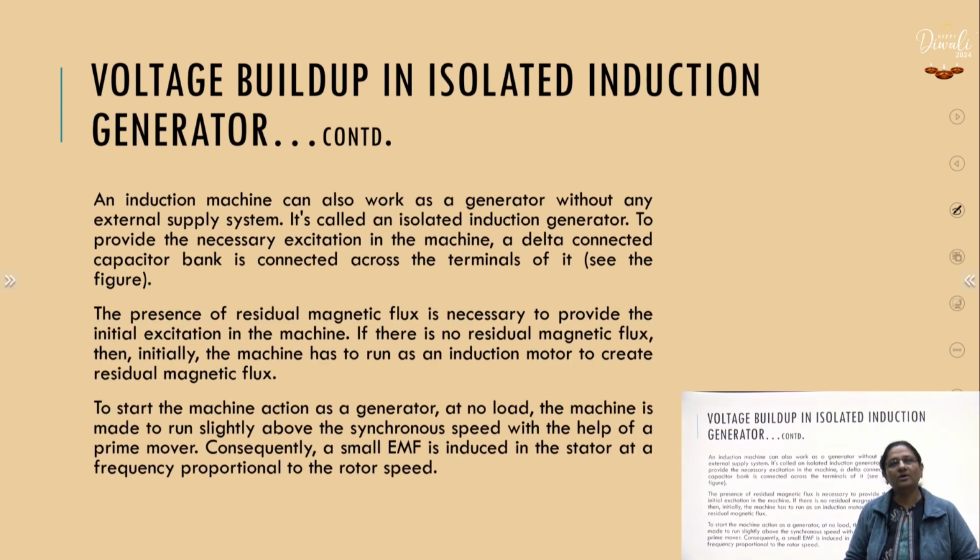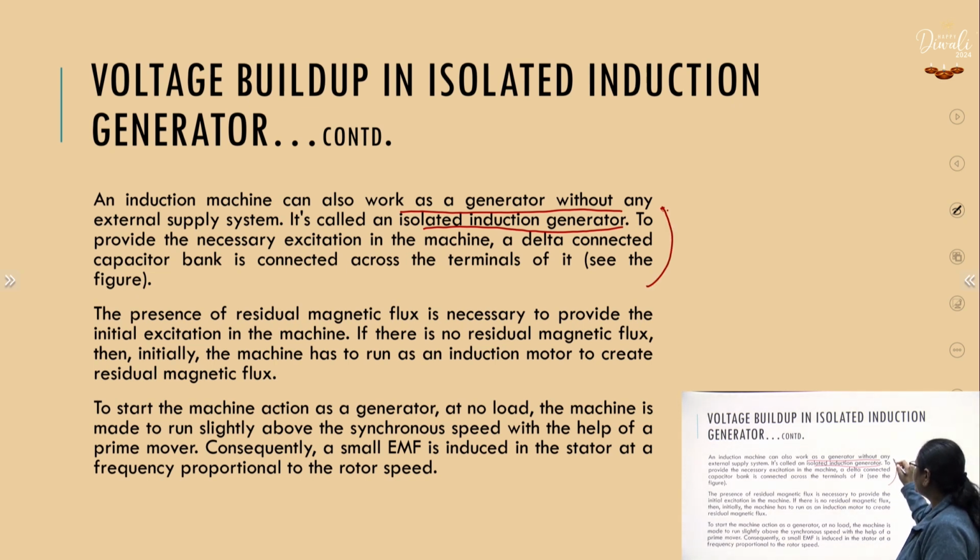Now let us try to understand how the voltage build-up takes place in an isolated induction generator. So we know that an induction machine can also work as a generator without any external supply. This is called the isolated operation of the induction generator. And as I have told you, to provide the necessary excitation in the machine, a delta connected capacitor bank is connected across the terminals of the stator. This was shown in the figure as well.